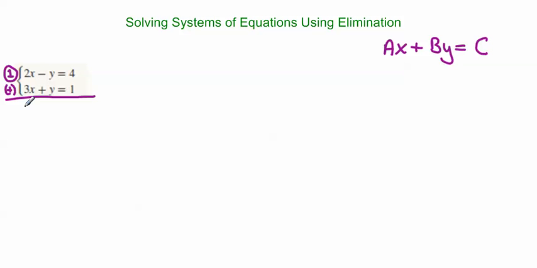2x plus 3x is 5x. My y terms disappear, and then 4 plus 1 is equal to 5. When I divide both sides by 5, I get x is equal to 1.